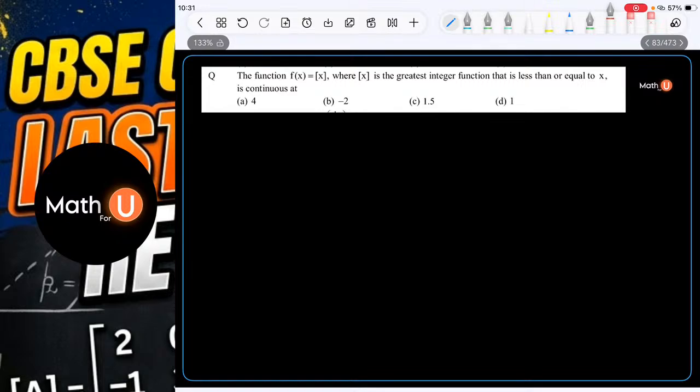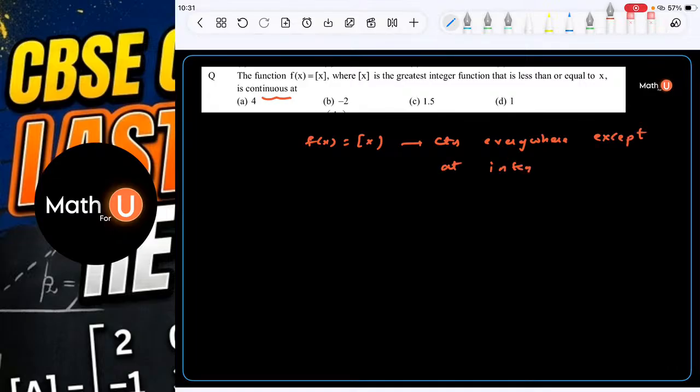Okay, next question. The function here is the greatest integer function. You always remember the greatest integer function is continuous everywhere except at integer values. Integer values means, for example, 1, minus 1, 2, 3, minus 2, minus 3, like this. Except at integer numbers, it is everywhere continuous.